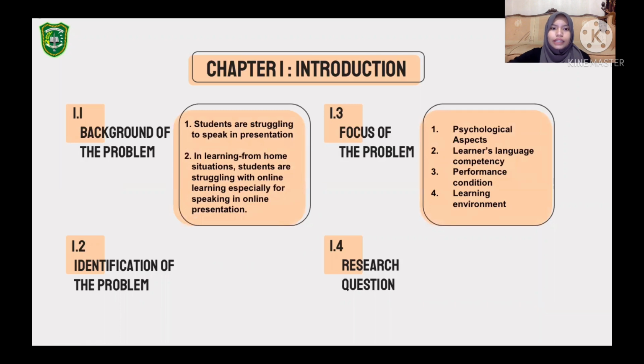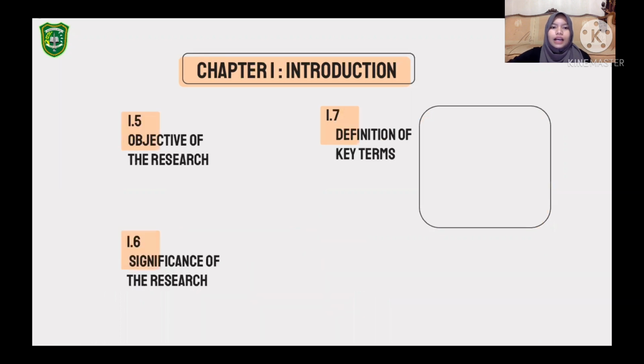Okay, next slide. 1.5, Objective of the research. The objective of this research is to know students' perspective of online presentation in speaking class of 6th semester at English language education at Universitas Islam Riau.